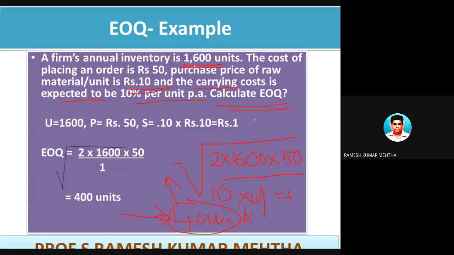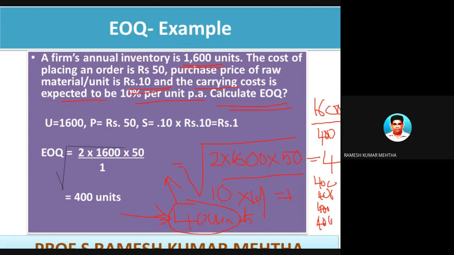Now, how many orders will be placed during the year? The total requirement is 1600 units. How many units are you going to order at any time? 400 units. So how many orders do you have to place? You have to place 4 orders. First time 400, second time 400, third time 400, and fourth time 400.